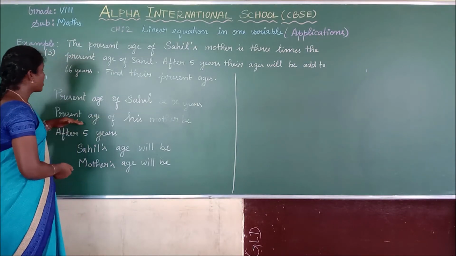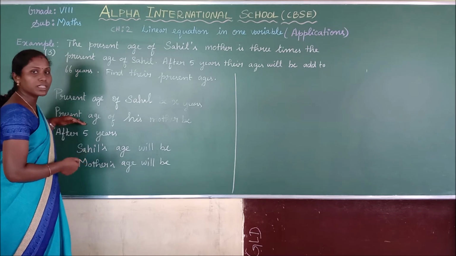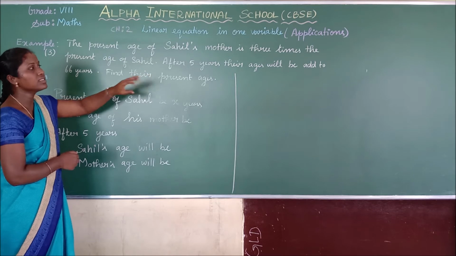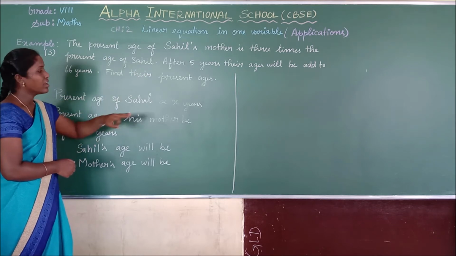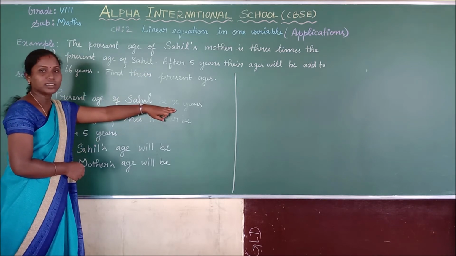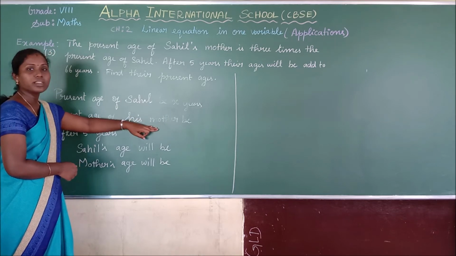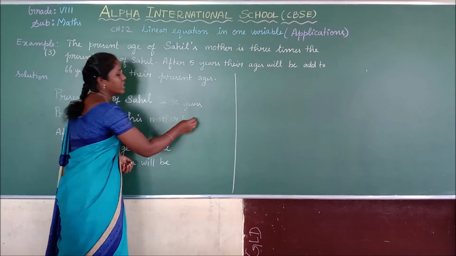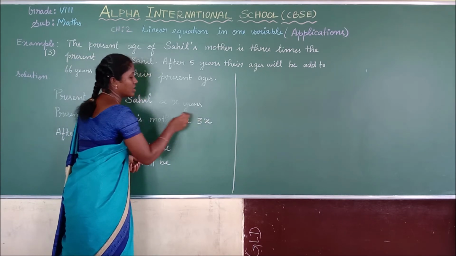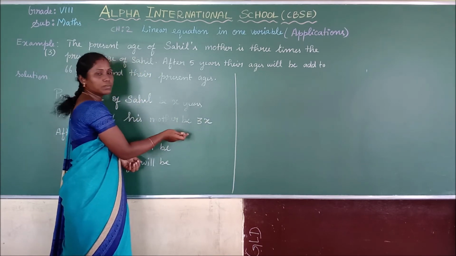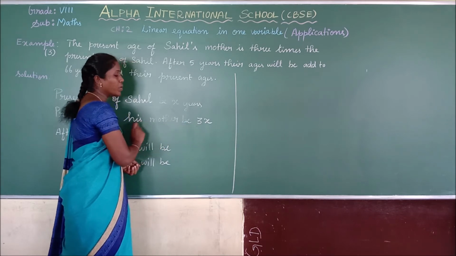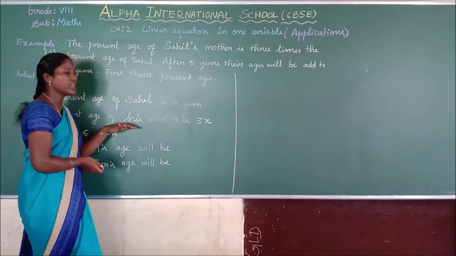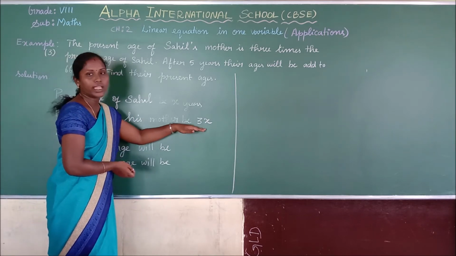Now what will be the present age of his mother? Read the question again and tell me. The present age of Sahal's mother is 3 times his son's age. If his son's age is x now, his mother's age will be 3 times the son's age. So how can we calculate the mother's age? It will be 3x. If his age is x, 3 times means we have to multiply by 3. So his mother's age will be 3x.